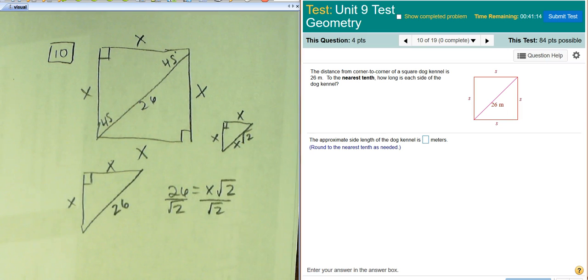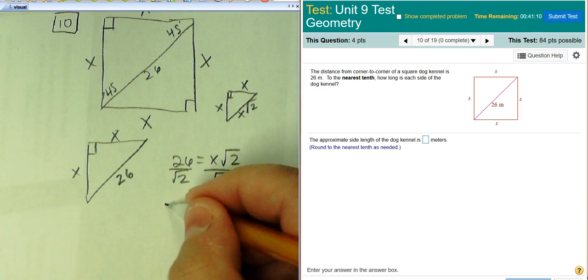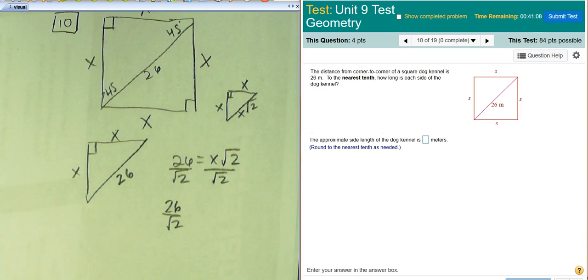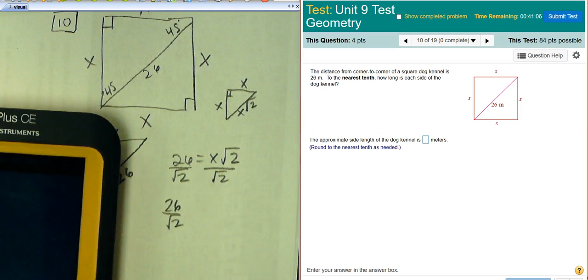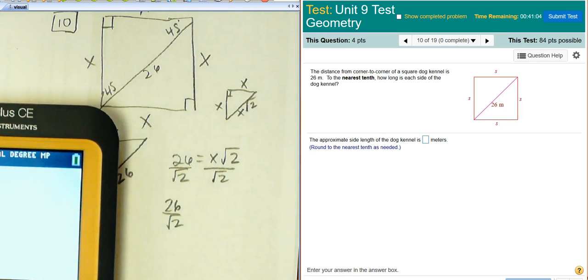And honestly, the question asks you to round to the nearest tenth. So if you want to go through and rationalize and do all that, you totally can. But I don't have to leave this question in radical form the way it's worded.